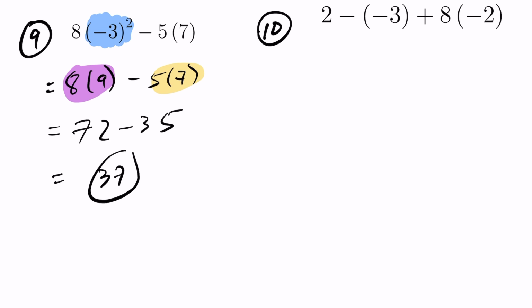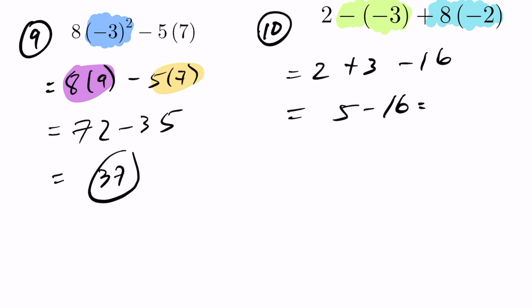For number 10, same idea. We want to go ahead and use this here. This operation right here is actually viewed as multiplication, as is this one here. So I'm going to go ahead and do those two operations here. So I'm going to put that 2 back down. This is going to be plus 3 minus 16, in which case I get 5 minus 16. And the answer to this question is negative 11.